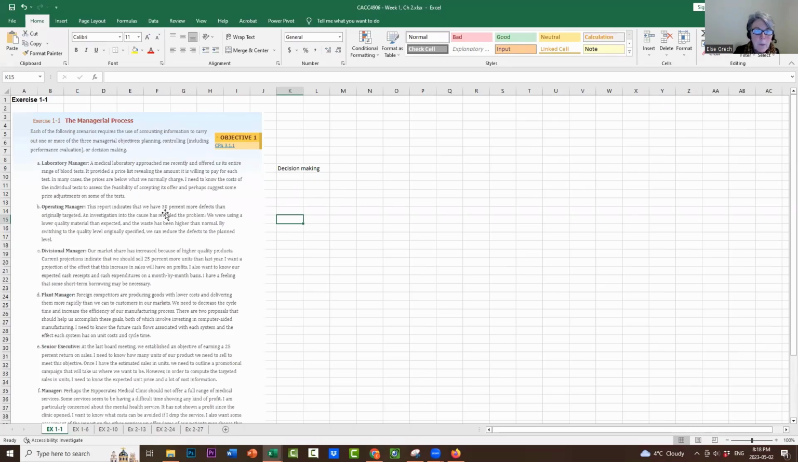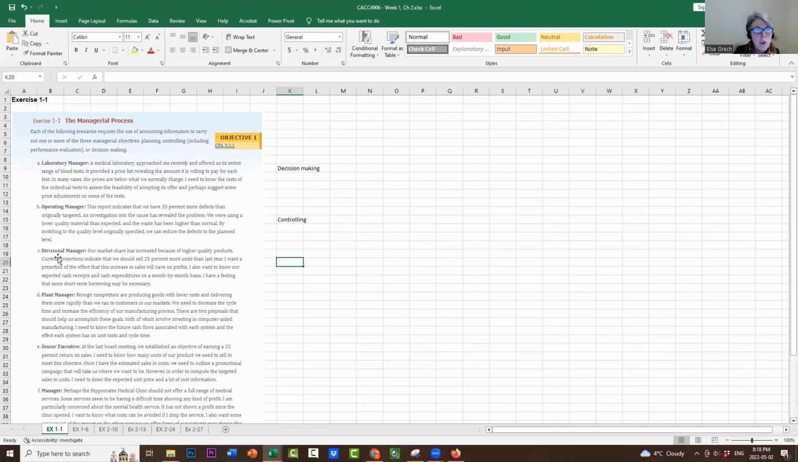This report indicates that we have 30% more defects than originally targeted. An investigation into the cause has revealed the problem. We are using lower quality material than expected, and the waste has been higher than normal. By switching to the quality level originally specified, we can reduce the defects to the planned level. What is this? This is controlling. Remember, I said controlling is comparing what actually happened to what we thought should have happened.